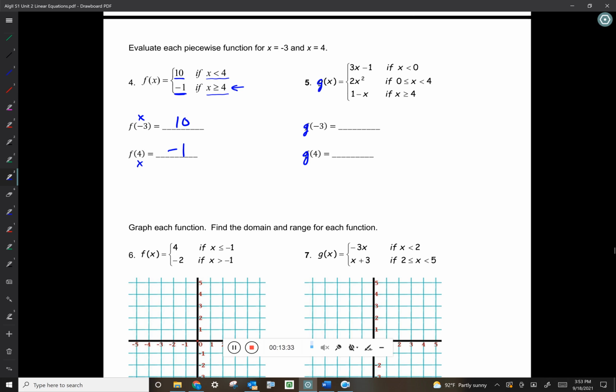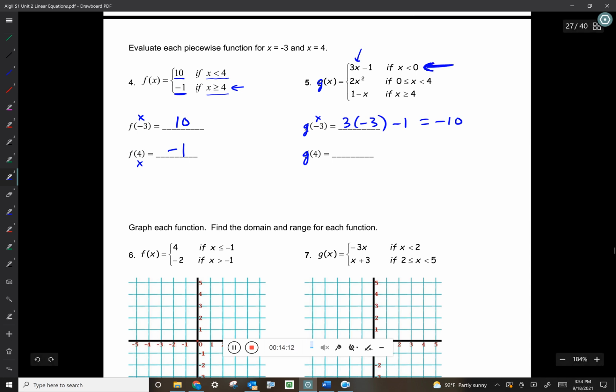Okay, so if I want to find g of negative 3, I need to figure out, this time there's 3 pieces. Which one should I plug in if x is negative 3? Well, isn't this equation going to be used anytime x is less than 0? And negative 3 is definitely less than 0. So that means I'm going to plug negative 3 in for x into that first equation. So I would have 3 times negative 3 minus 1, which comes out to be negative 9 minus 1, which is negative 10. Okay, you do notice I'm not plugging negative 3 into all of them. I'm only plugging it into the one that it's defined on.